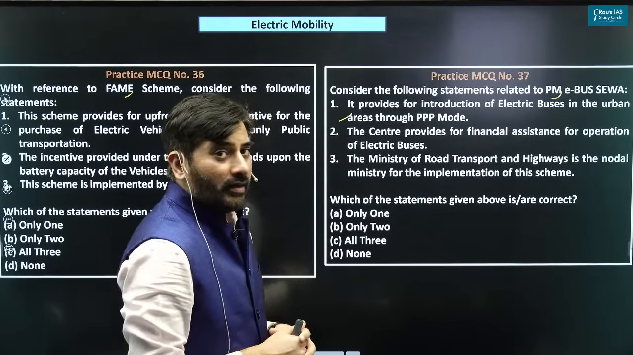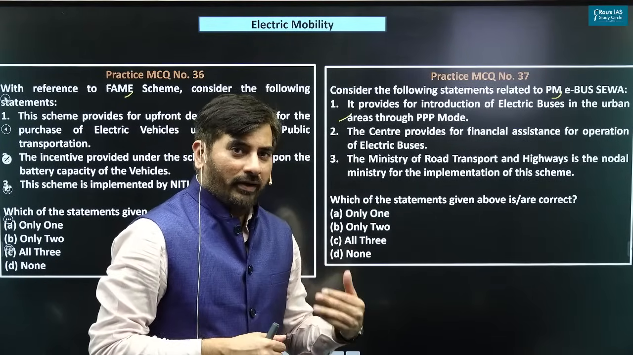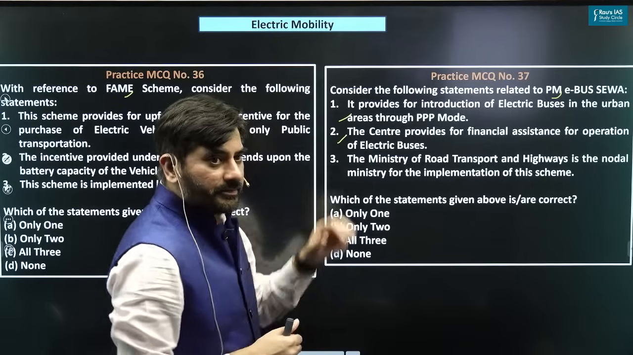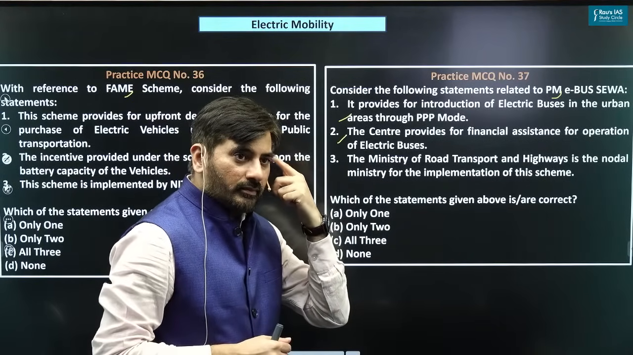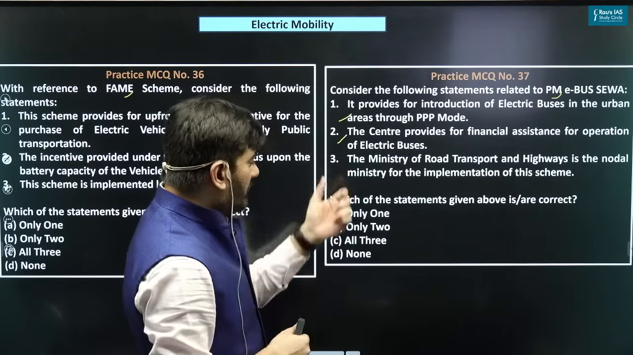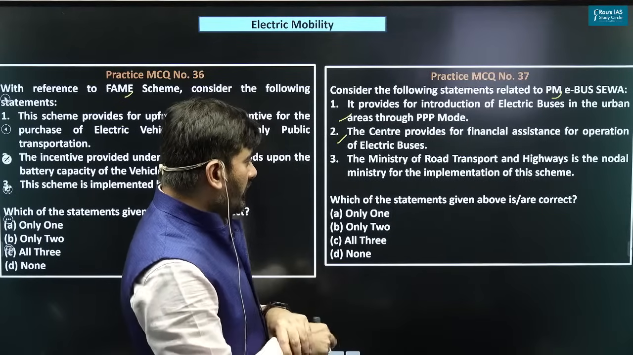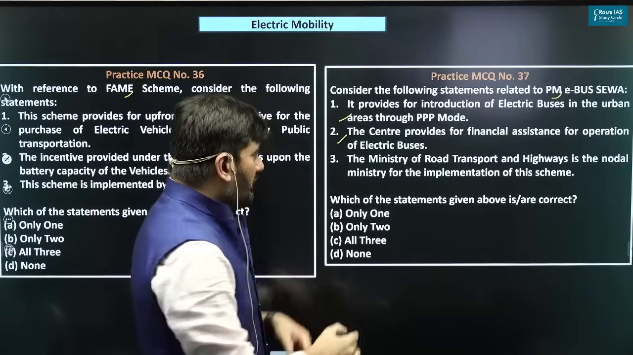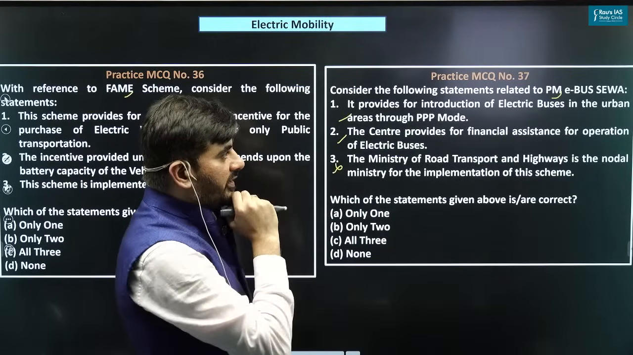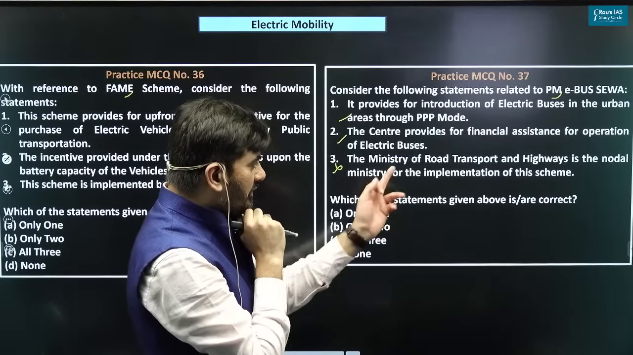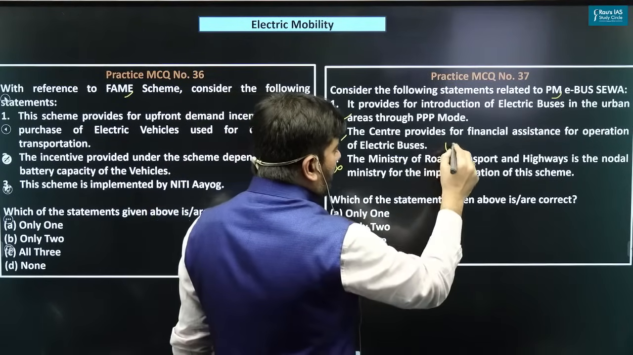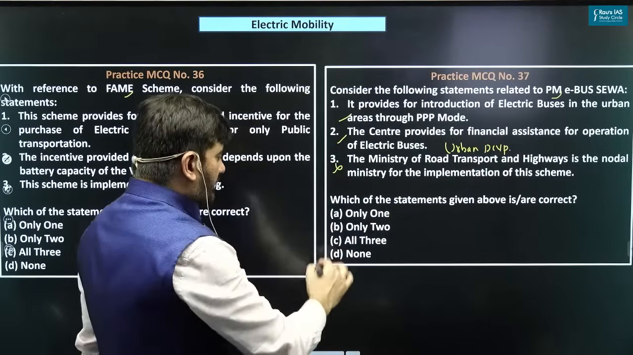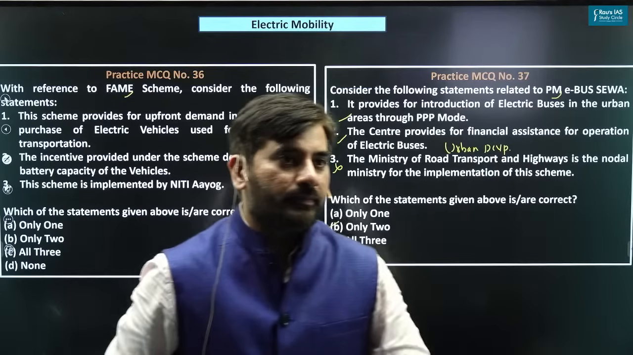Yes, it is correct. The center provides for financial assistance for operation of electric buses, which is correct. Then the Ministry of Road Transport and Highways is a nodal ministry for the implementation of this particular scheme. If you see, the nodal ministry for implementation of PM e-bus Seva is not the Ministry of Road Transport and Highways. It is the Ministry of Urban Development and Housing. So the right answer in this case is only 2.